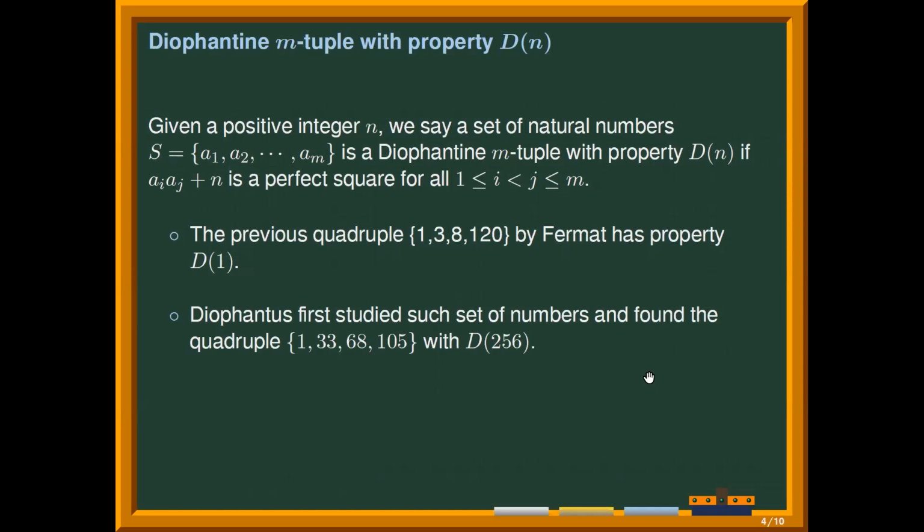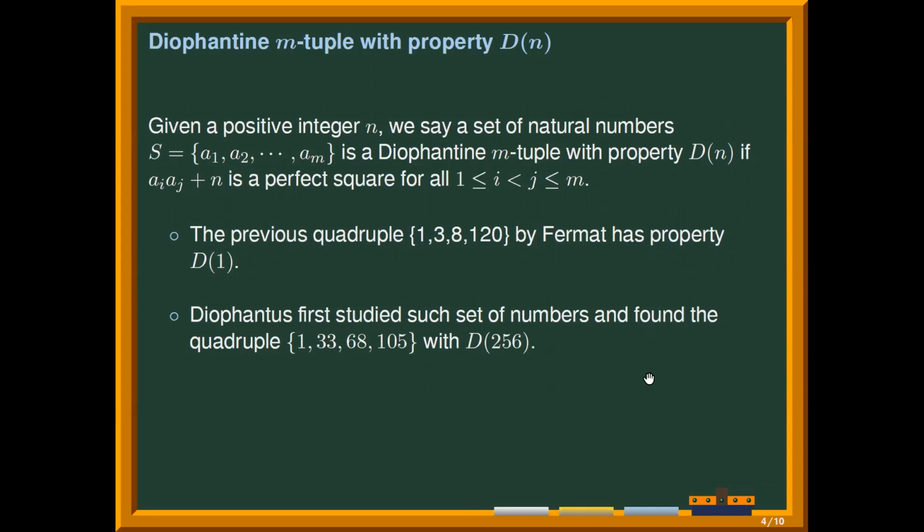D256. So in that case, by definition, what we should be able to see is that if you multiply, say, 33 and 68, which are distinct numbers in that set, in the quadruple, and then add 256, you should get a perfect square, because that's the definition of a set of m numbers with property D256. So that's the example discovered by Diophantus.